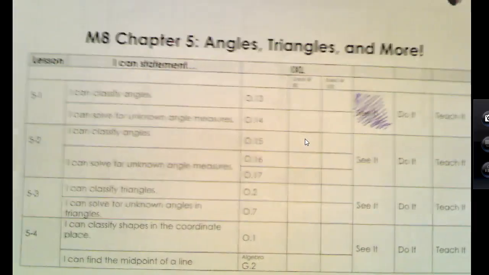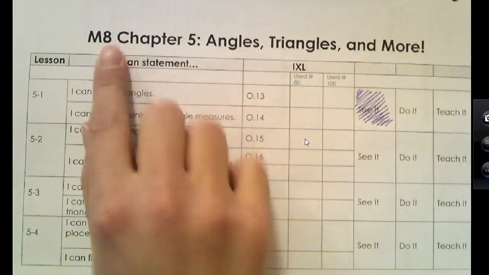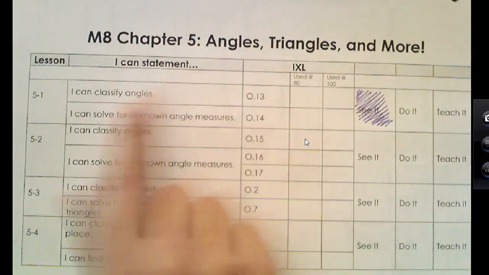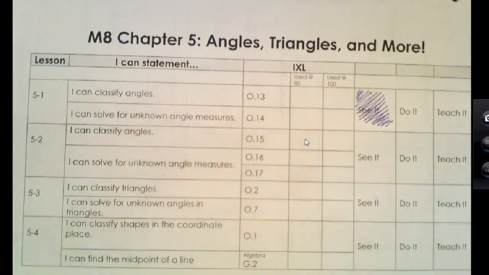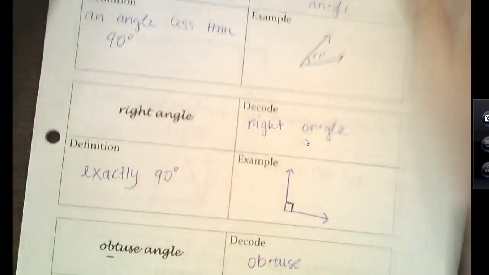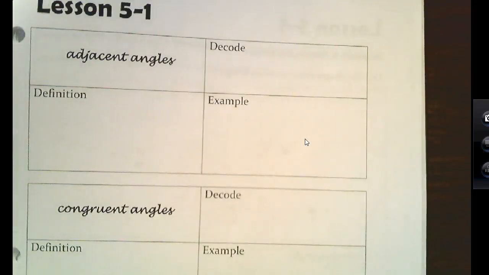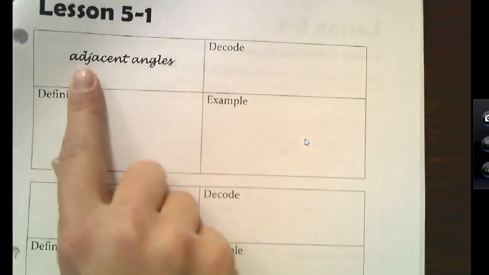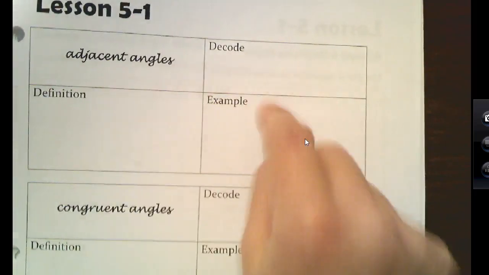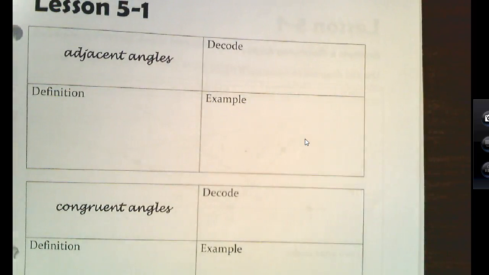So yesterday we got started on chapter 5 and we were classifying angles and unknown angle measures. I believe we got through the first and second sets of vocabulary, and now we're on to the third and final set. There is a lot of vocab. This word right here is adjacent. I want you to go ahead and decode that.